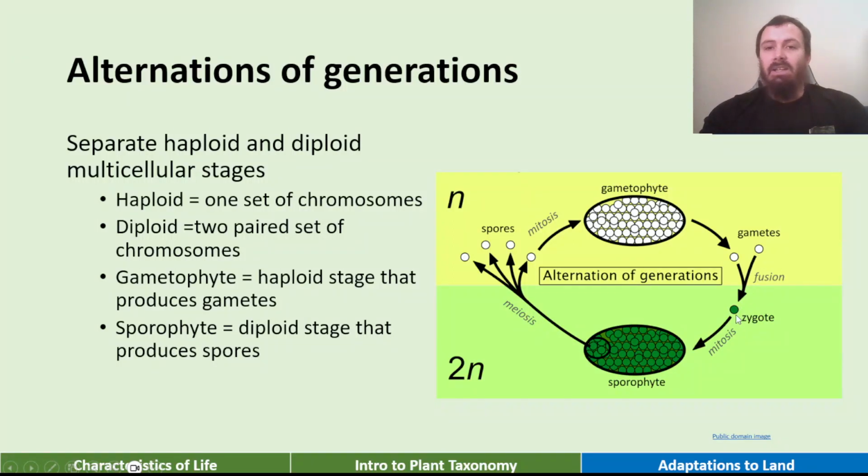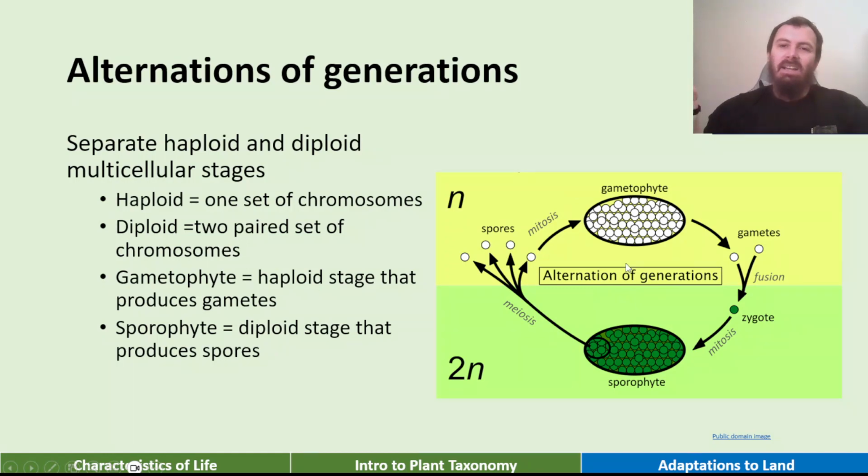So the zygote is diploid because it takes the sperm and the egg. They're going to come together and they're going to make a diploid individual. Two haploid gametes make a diploid zygote. It's going to grow up and produce a sporophyte. The sporophyte is going to release spores that are going to develop through mitosis into the gametophyte. And they're going to continue this cycle over and over again.